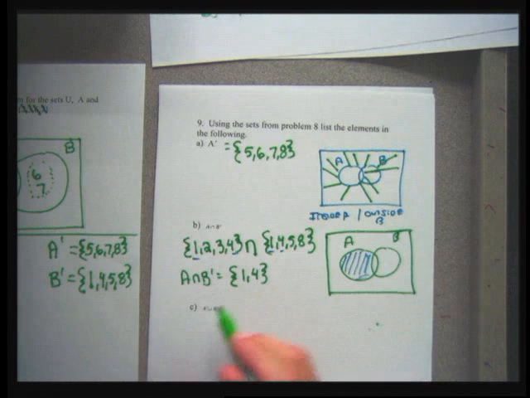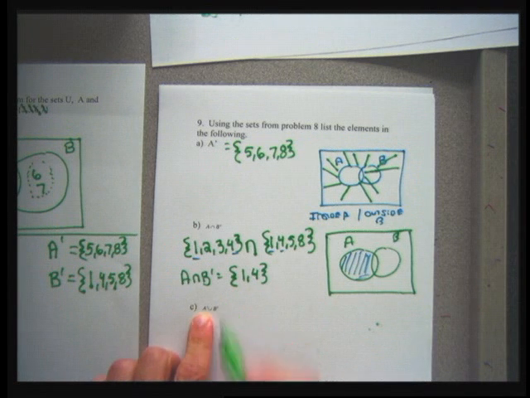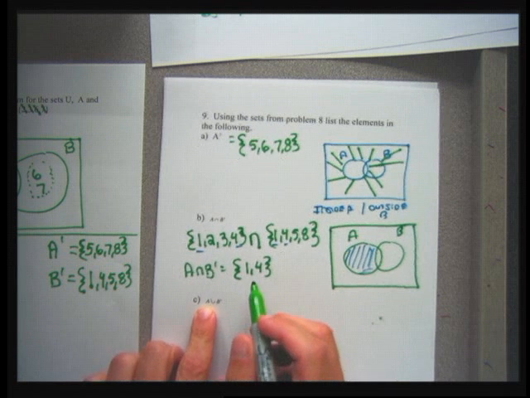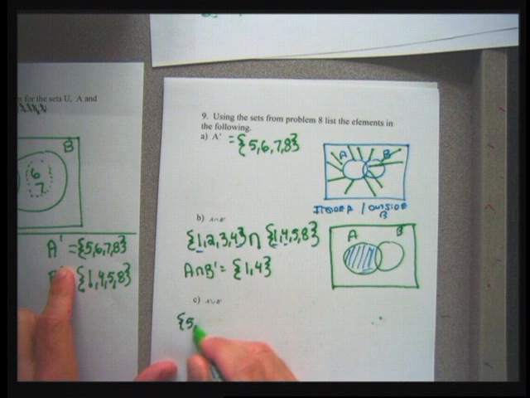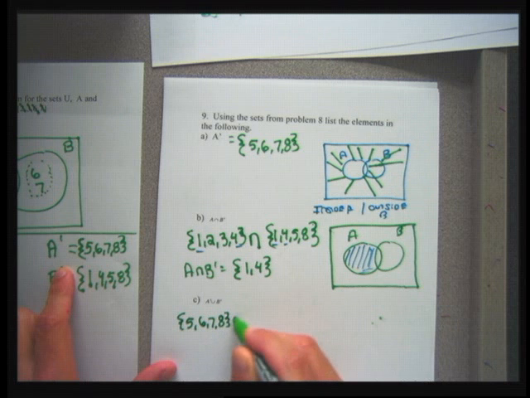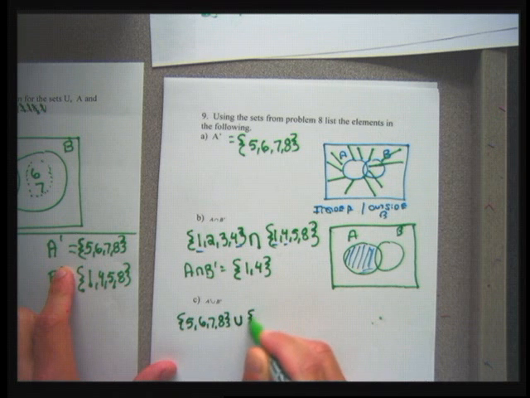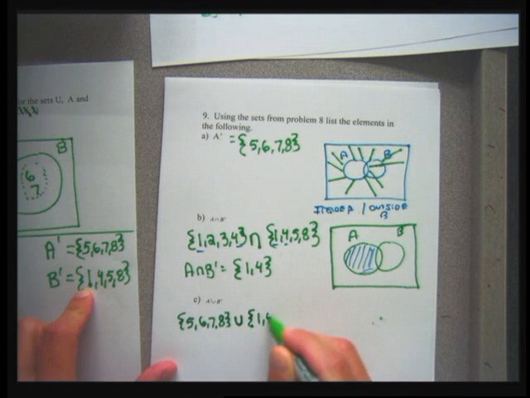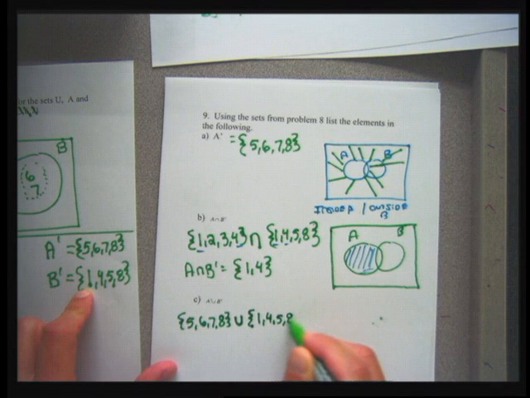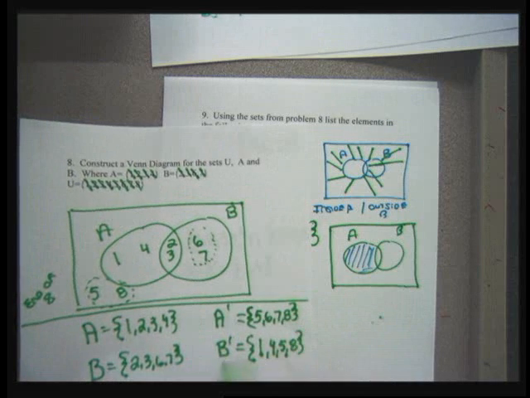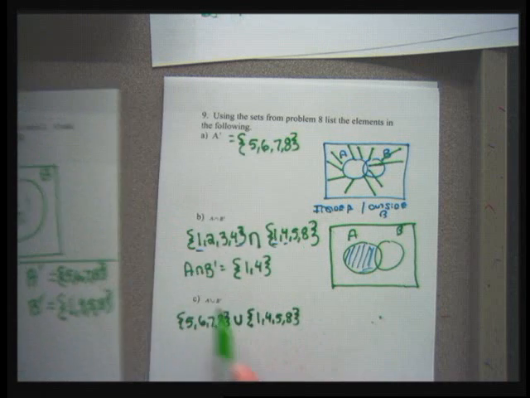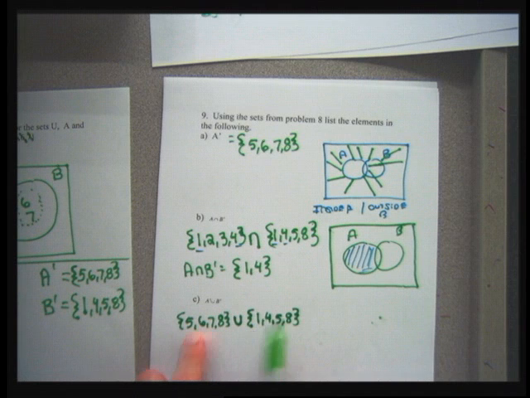The next problem I'm going to do is C, A prime union B prime. I'm going to replace the A prime with what I figured it to be, which is 5, 6, 7, and 8. I'm going to leave the union symbol, and I'm going to replace the B prime with what I figured it to be, which is 1, 4, 5, and 8. So I just took A prime that I figured out before, B prime that I figured out before, replaced the A prime with the numbers 5, 6, 7, 8, left the union symbol, and replaced B prime with 1, 4, 5, and 8.